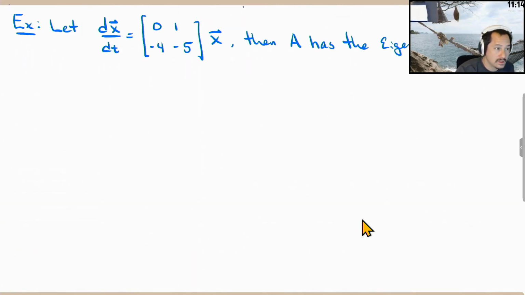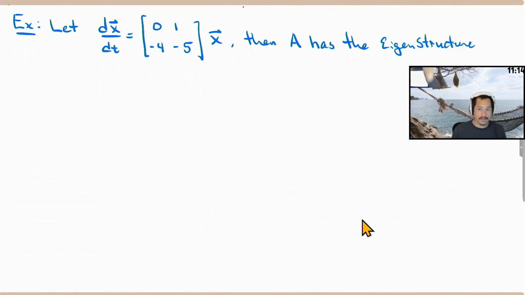And so, let's work an example problem. We are working on getting the pictures down for these example problems. So, let's take a look at this problem right here. Then A has the following eigenstructure. If you were asked to solve this in real life, then what would you do? You'd start work on this matrix.